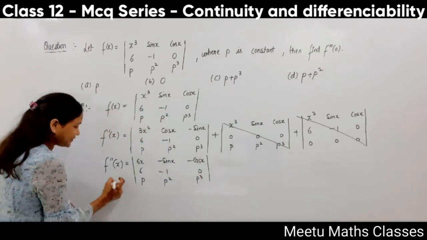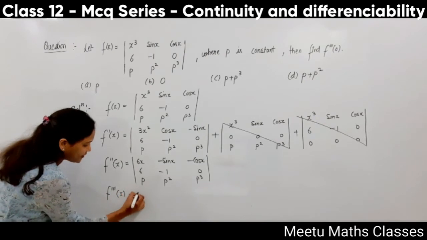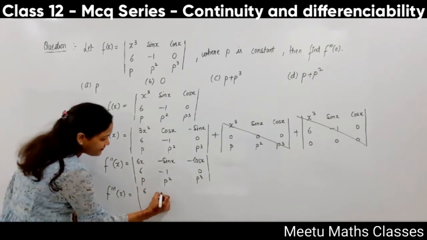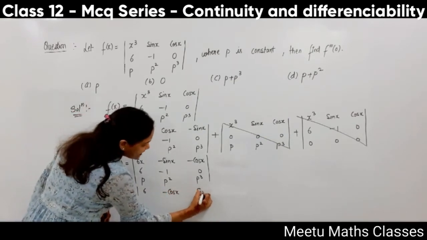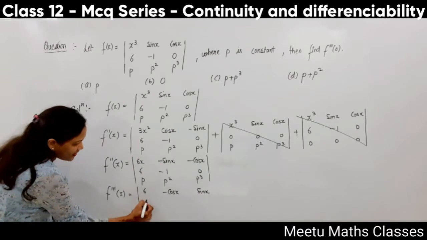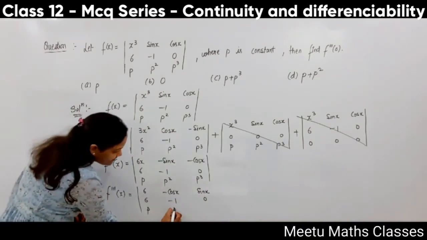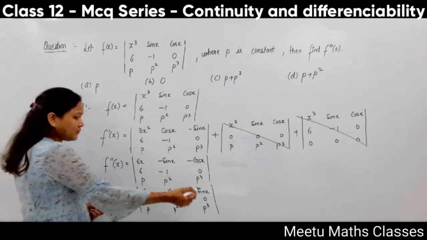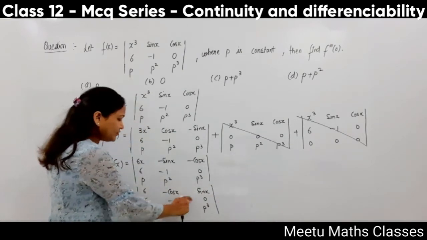Now differentiate it again, take the third derivative of your function. First of all you are going to differentiate your first row: the derivative of sin x is cos x, the derivative of cos x is minus sin x, and the second and third rows remain as they are, p square, p cube. Similarly, you are going to take plus the second determinant.